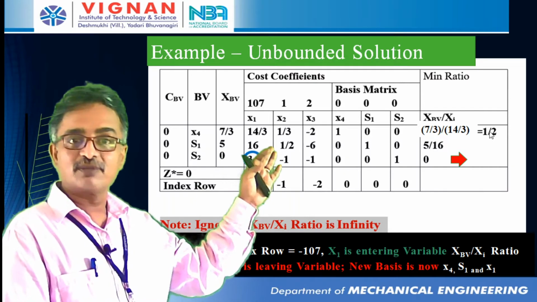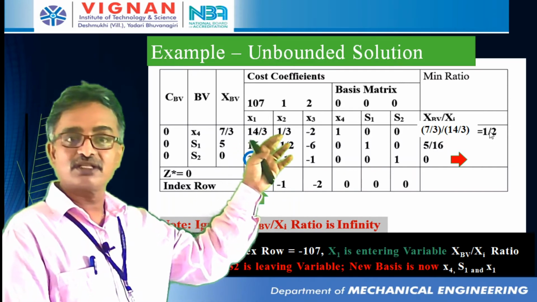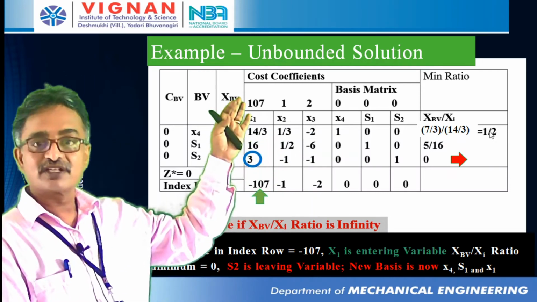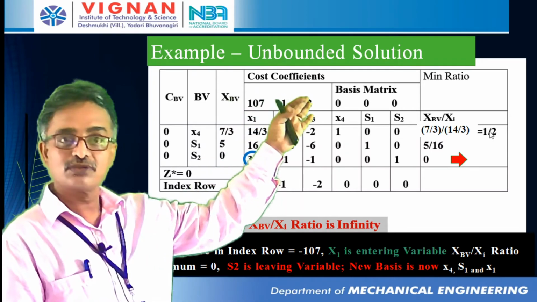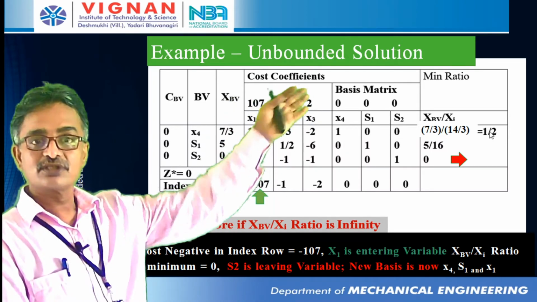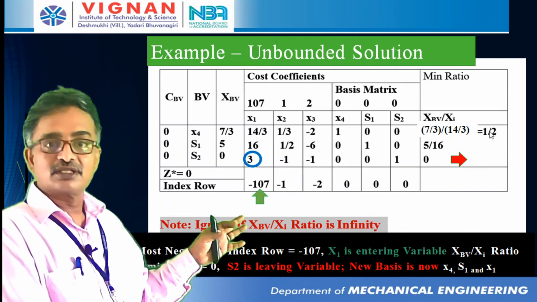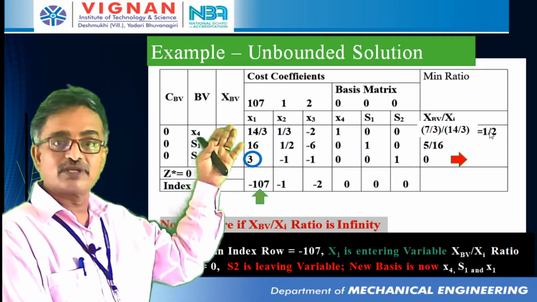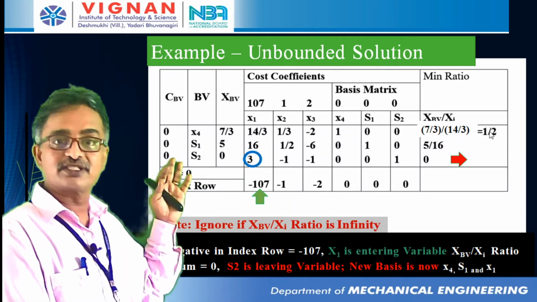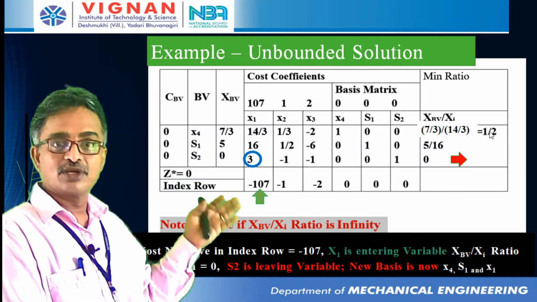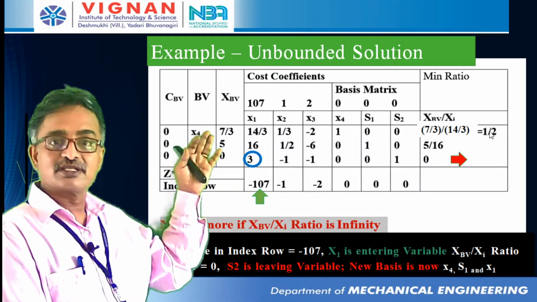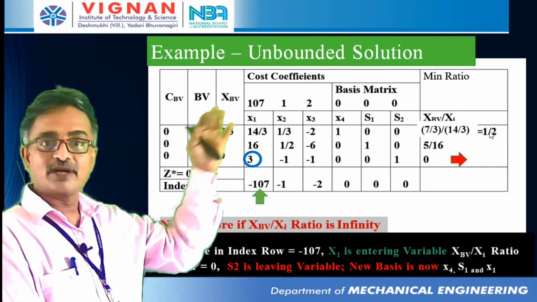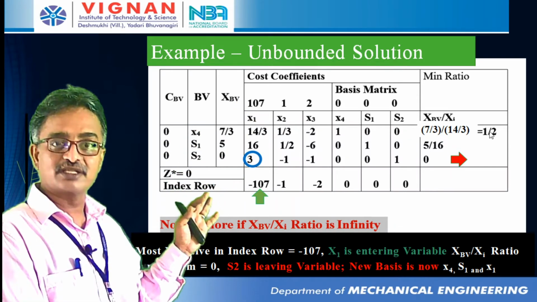All the coefficients in this formulation, the x1 coefficient in the first equation 14 by 3, 1 by 3, minus 2 and so on, are placed in the middle of the table. The objective function coefficients are 107 for x1, 1 for x2, 2 for x3, and 0 for s1, x4 and s2. The index row is the delta j, the net evaluation value of this table. For each variable such as x1, what is the net evaluation, and what is the impact on the objective function by not having x1 in the basis? Here, 14 by 3 multiplied by 0 plus 16 multiplied by 0 plus 3 multiplied by 0 minus 107 gives minus 107, the highest negative value.